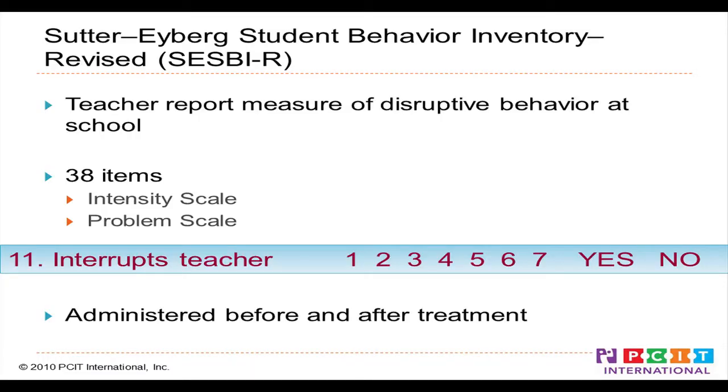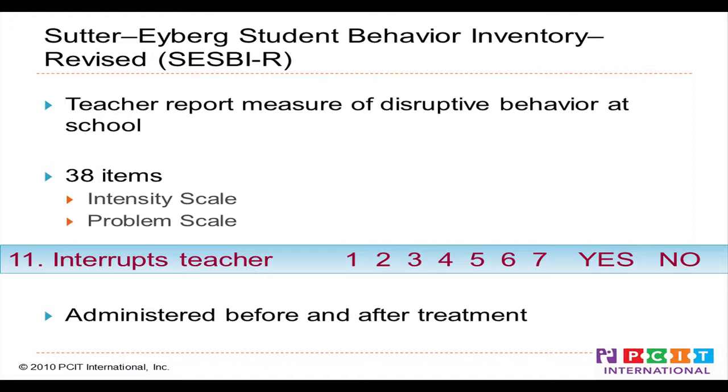So the SESBI is the teacher report measure of disruptive behavior at school. There are 38 items, and these correspond to the classroom, you know, verbally insults classmates, or refuses to obey the teacher until threatened. Behaviors that are really specific to the school setting. But it's set up the same way. There's an intensity scale to get a sense of how often the behaviors are happening, and a problem scale for how problematic or distressing they are to the teachers. And we do this before and after treatment. This is one of the strongly encouraged measures, and this is really important because it's useful information.